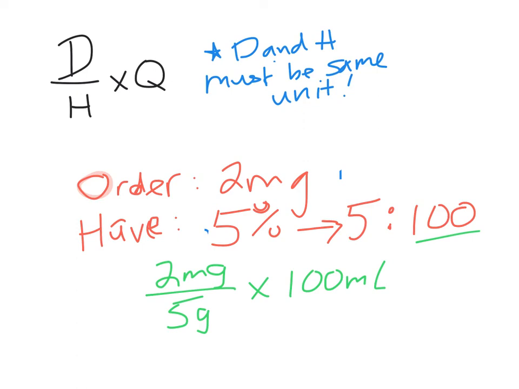So again, don't forget that D and H have to be the same unit. In this case, since our ordered dose is in milligrams, we're going to have to convert that H to milligrams as well, and that would be 5,000. So we would take 2 divided by 5,000 times 100, and that would give us 0.04. So 0.04 would be our answer here. That's how many milliliters they need of this liquid. So not very much at all.